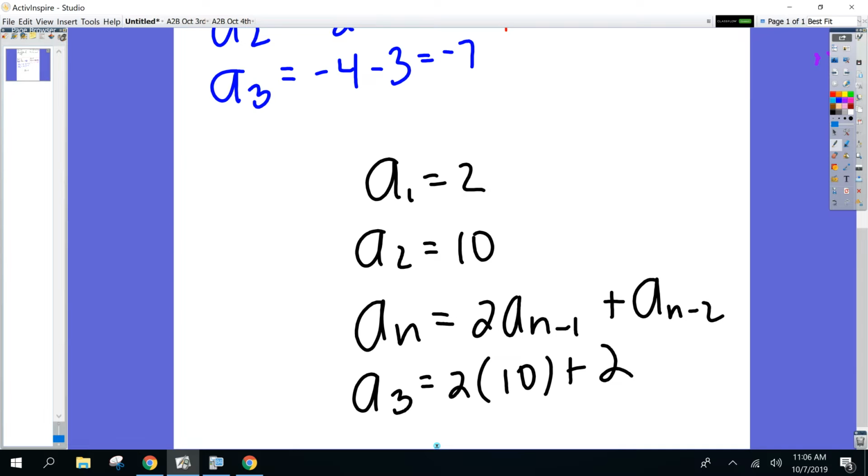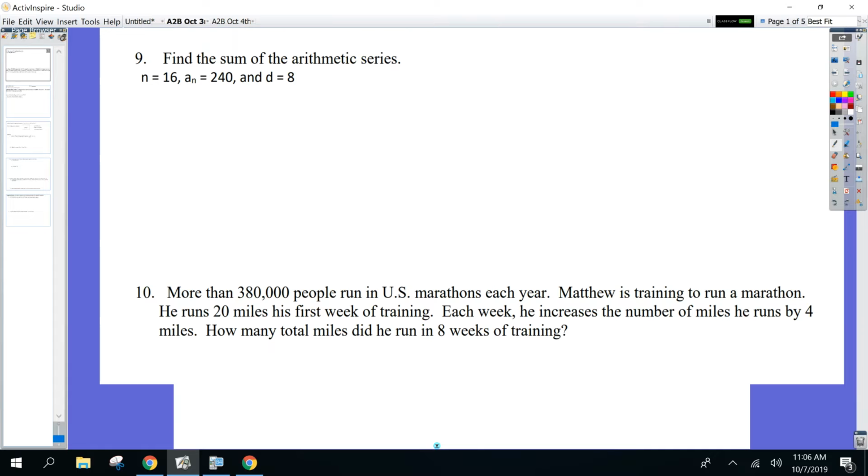Okay, go back to your notes then from Friday. We still have to do question 9 and question 10 that we did not get to. All right. Find the sum of this arithmetic series. Remember what the series was? That's when I do what to all the terms? I'm going to add them all up.